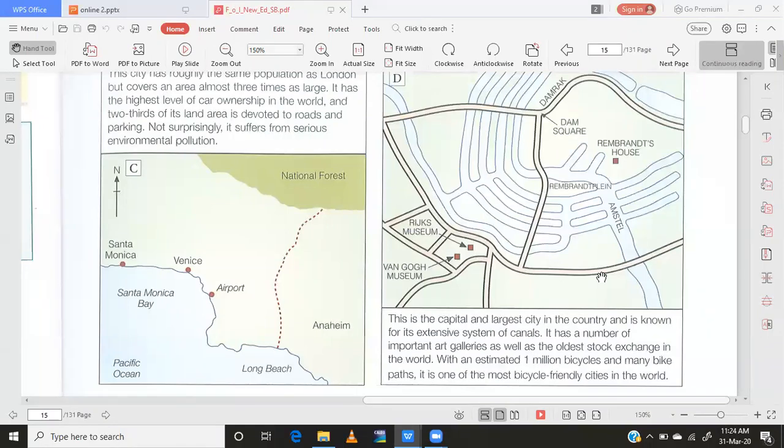Which city is it talking about? Amsterdam, Netherlands. If sea levels rise, it will be one of the first cities to be flooded. Okay, that's it.